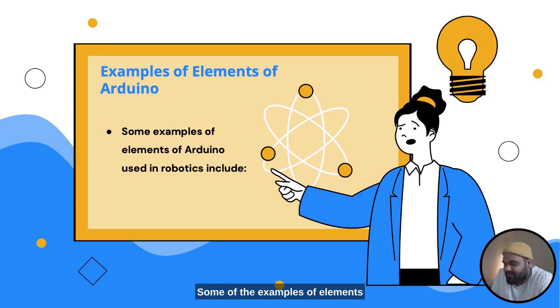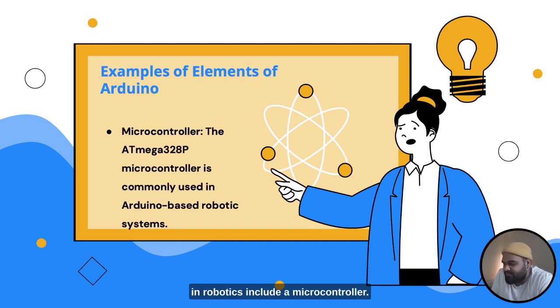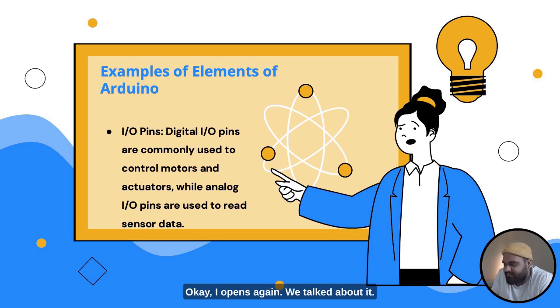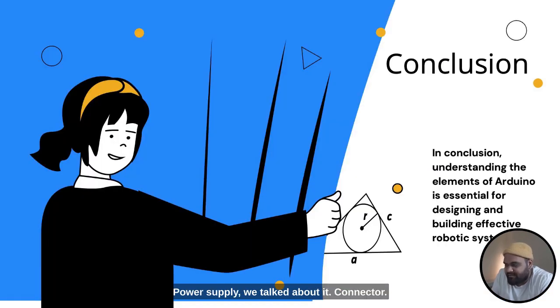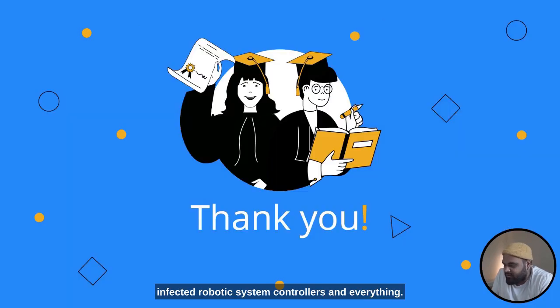Some of the examples of elements of Arduino in robotics include a microcontroller. We already talked about it. Okay, I/O pins. Again, we talked about it. Power supply. We talked about it. Connector. And we talked about it. So now this is more of the concluding lines. Okay. In conclusion, the elements of Arduino are essential for designing and building effective robotic systems, controllers and everything.